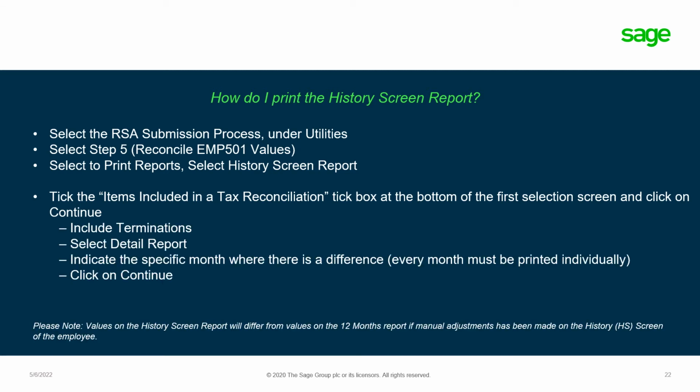You can include terminations, select detail reports, and indicate the specific month where there is a difference. We suggest that you print every month individually, and click on Continue. Please take note that values on the history screen report will differ from the values on the 12-month report if manual adjustments have been made on the history screen of the employee.